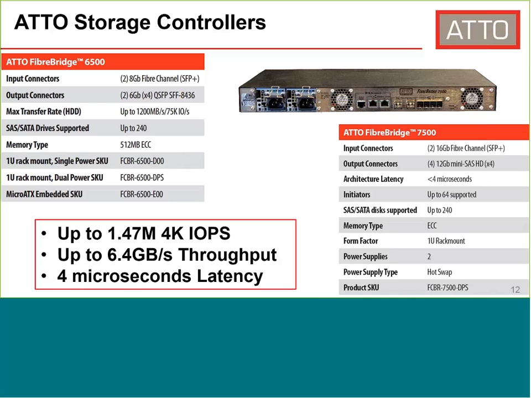As you see in the box on the lower left side, we get about 1.47 million 4K IOPS and about 6.4 gigs of throughput per controller pair with a very small latency. Compared to the 6500, that's about a 10-times increase in performance on IOPS and about a 4x, 5x increase in throughput.